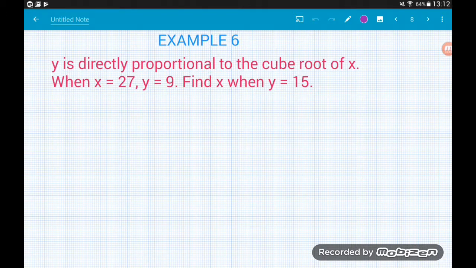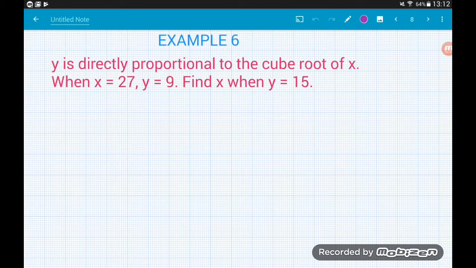Okay, so y is directly proportional to the cube root of x. When x equals 27, y is equal to 9. Find x when y equals 15. Okay, so again, even though we're now dealing with a cube root, it's exactly the same game.